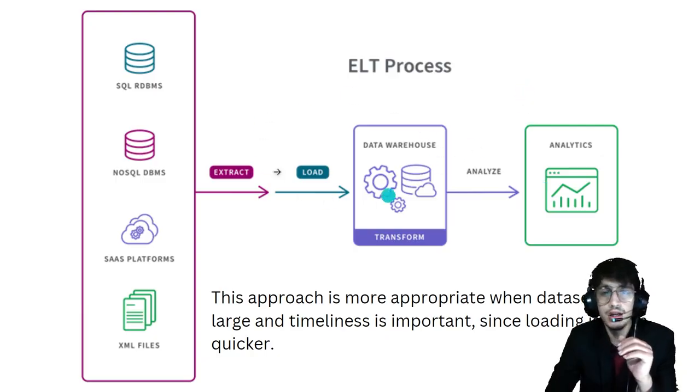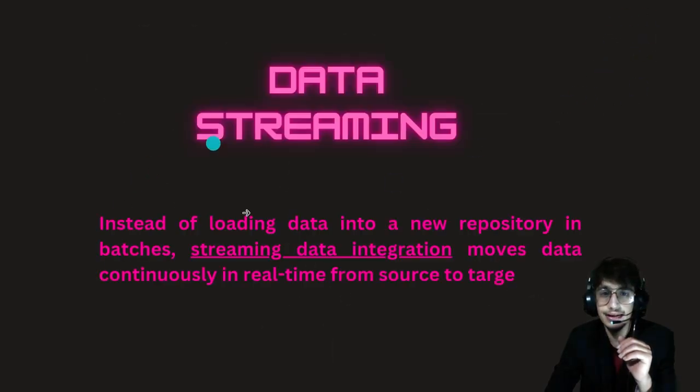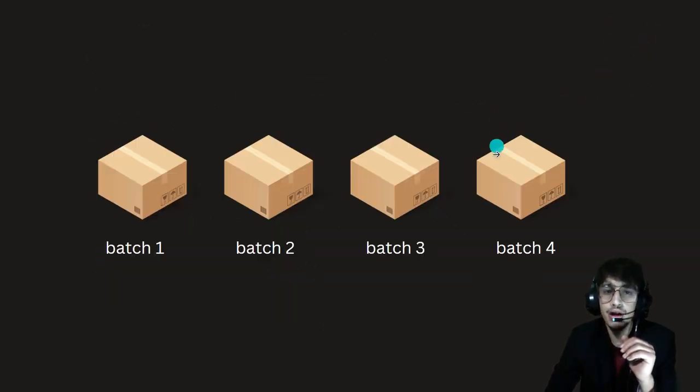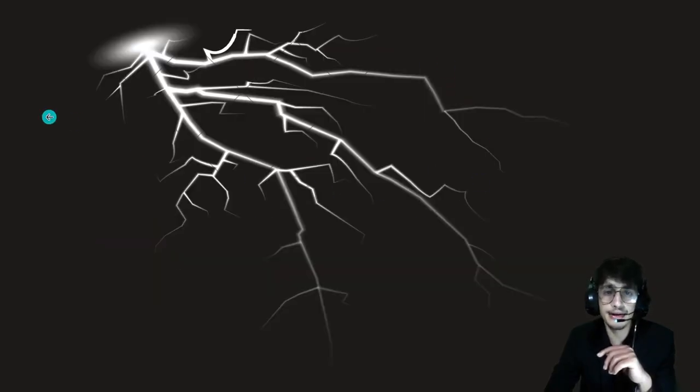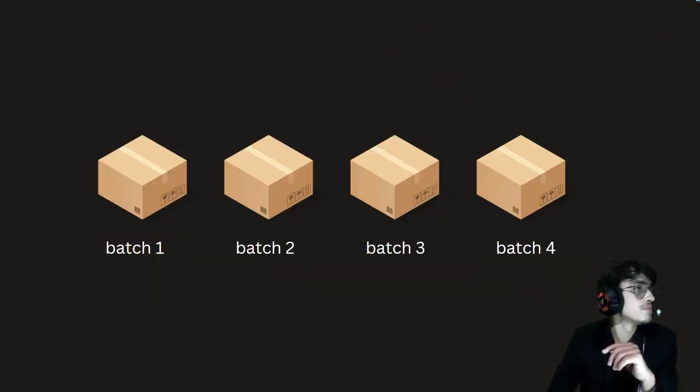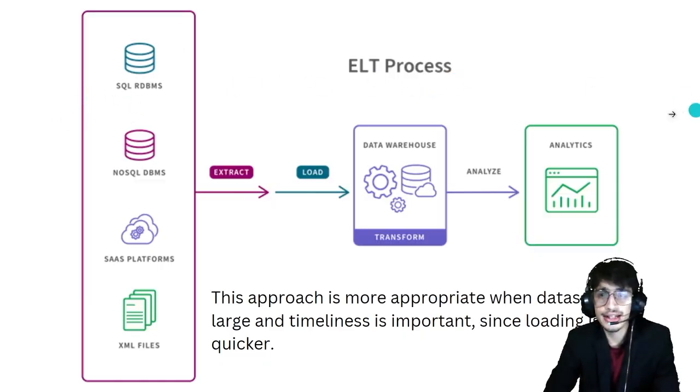So this was all about the ELT process, and now we will jump on to streaming processes. Data streaming first. Before learning what data streaming is, we will see some concepts. Till now, in ETL and ELT, we took batches, like a batch of 32, and fed it into the ETL or ELT process.